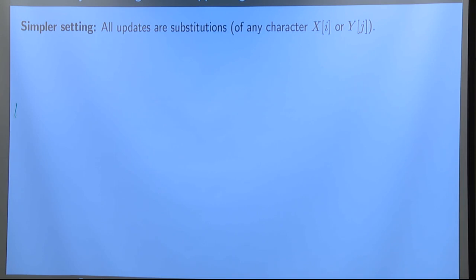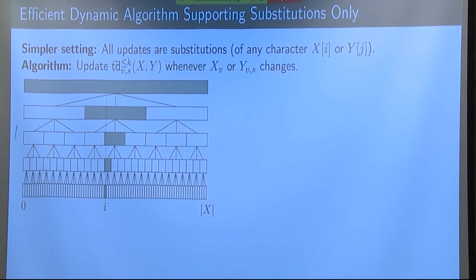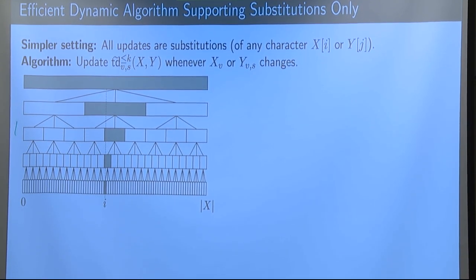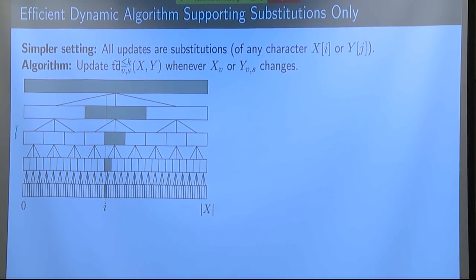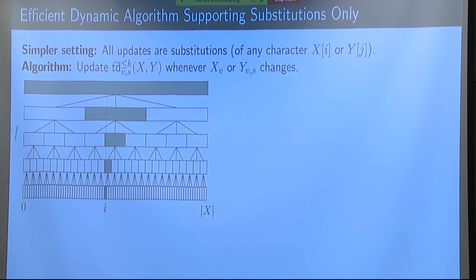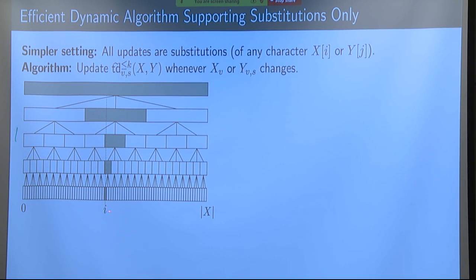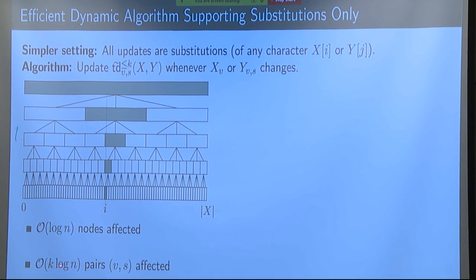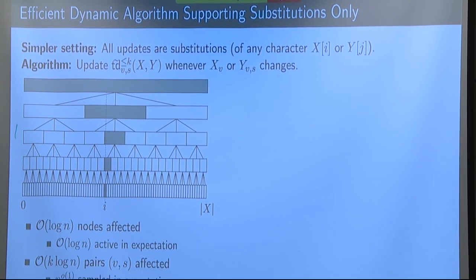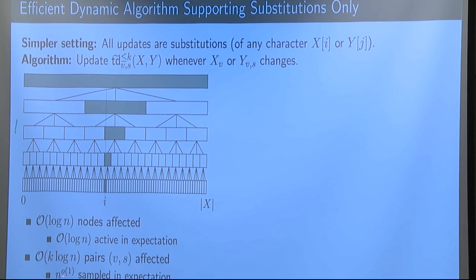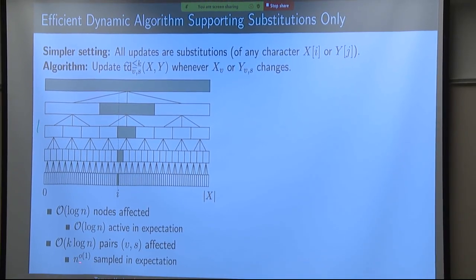And again, we start with a version with substitutions only. And now we simply compute these approximate tree distances and recompute whatever was affected by the substitution. For a substitution in x, whatever is affected is only on a single path from the leaf corresponding to the modified character to the root. So you have log n nodes affected. For each of them, we have k shifts, but by sparsification, the shifts we're actually interested in are only sub-polynomial.